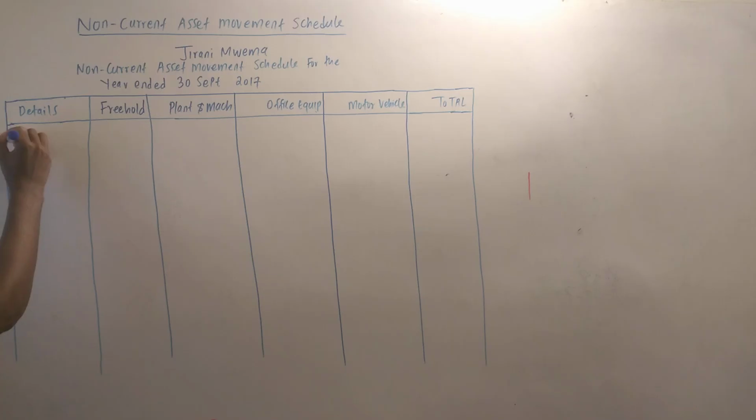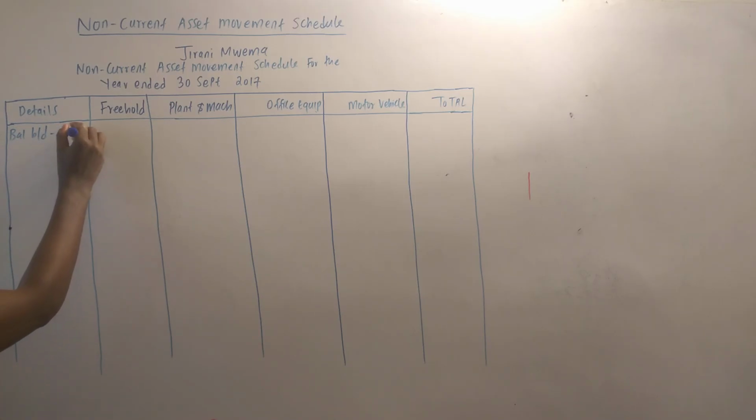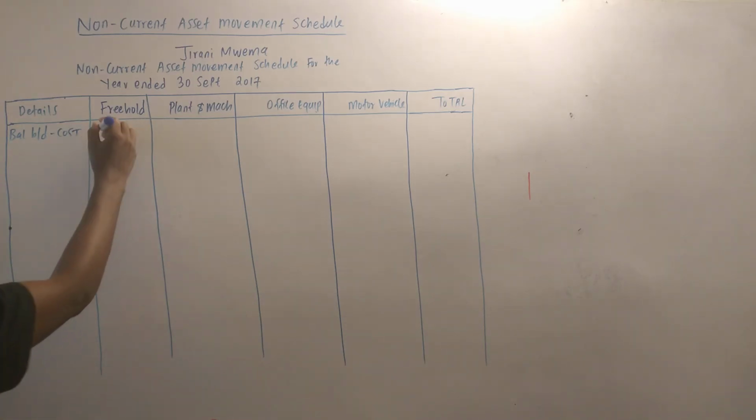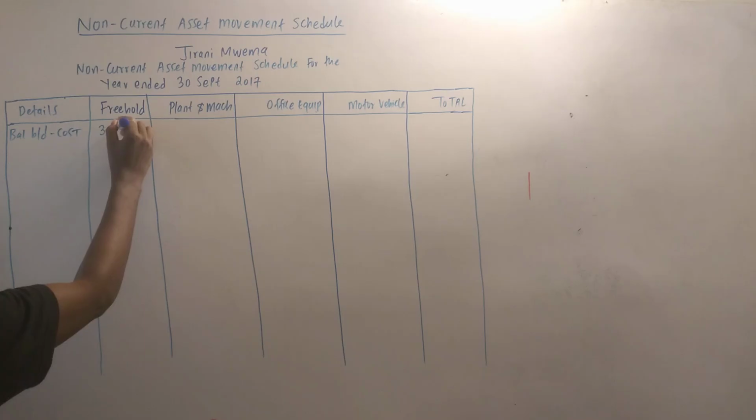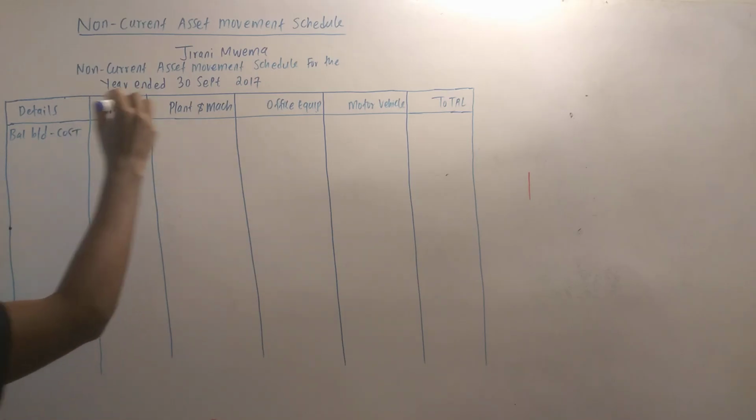So start with the balance brought down, which is always at cost. Let's start with the freehold property. Now freehold property, the balance at cost at the beginning of 2016. Remember, we are doing for 2016 to 2017. How much is it? 35,000. So this one is in thousands.